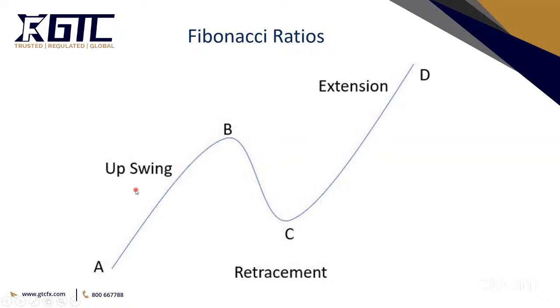Upswing is the AB boundary, and when the market is traveling from B to C, we call it a retracement, and the travel between C to D is the extension. Now, why the word retracement is again a beautiful story. It's not a story, but I like creating ones. Okay, so it's called a retracement.